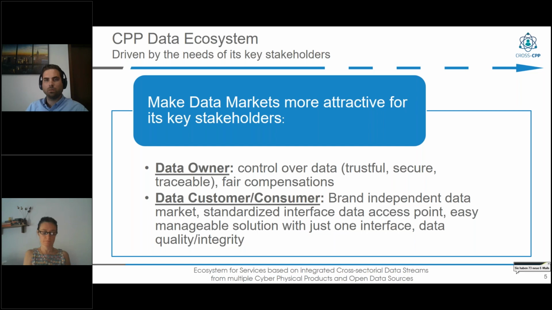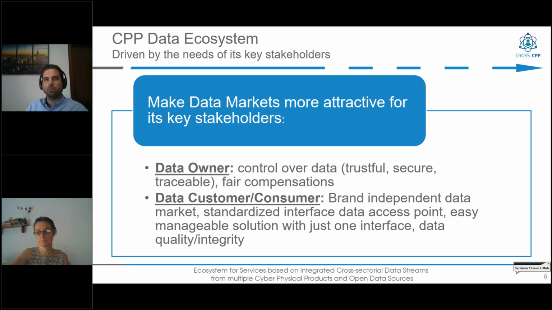Meaning we have to convince, at the end, three stakeholders. One is for sure the data owners, for example vehicle owners or building owners, so that they have trust in such a system solution and are willing to provide the information there for third parties, so that they can build new value out of it.